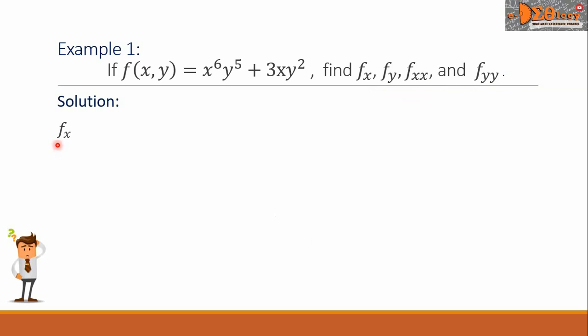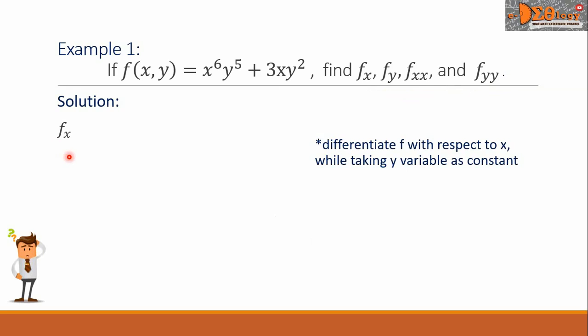Let's begin with the f sub x. We're going to differentiate the function f with respect to x while taking y variable as constant. So the derivative of this function with respect to x is 6x raised to 5 y raised to 5 plus derivative of 3xy squared is 3y squared. This is our answer.